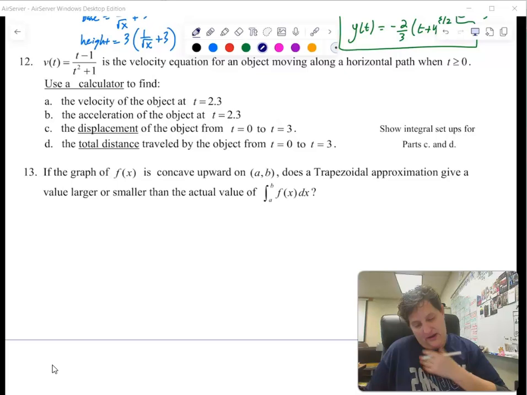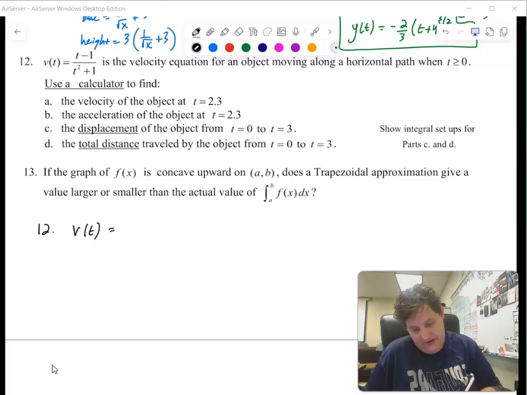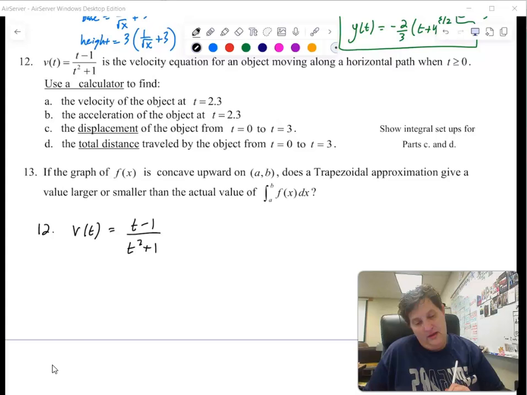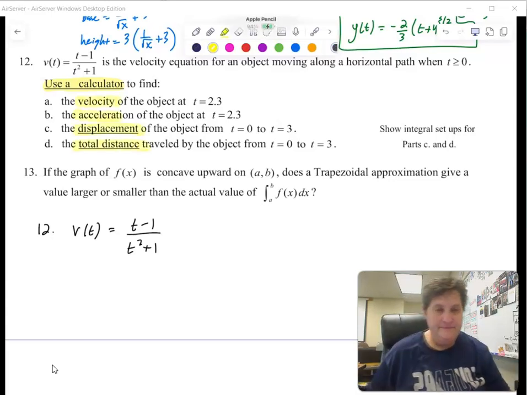Cool, here's another velocity equation, another good review equation here. So let me write this out. Okay, moving along a horizontal path. Use a calculator. Excellent, love it. All right, defined, and it's going to ask me to do velocity, acceleration, displacement, and total distance. Okay, this is going to be sweet.